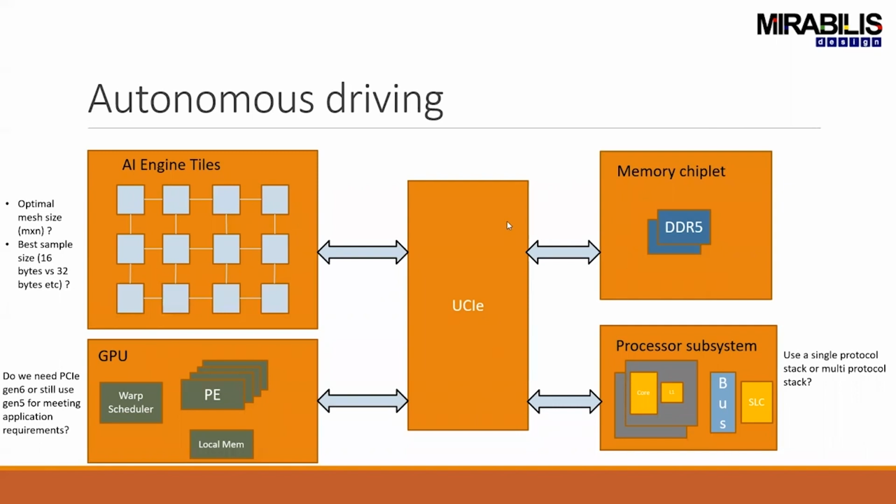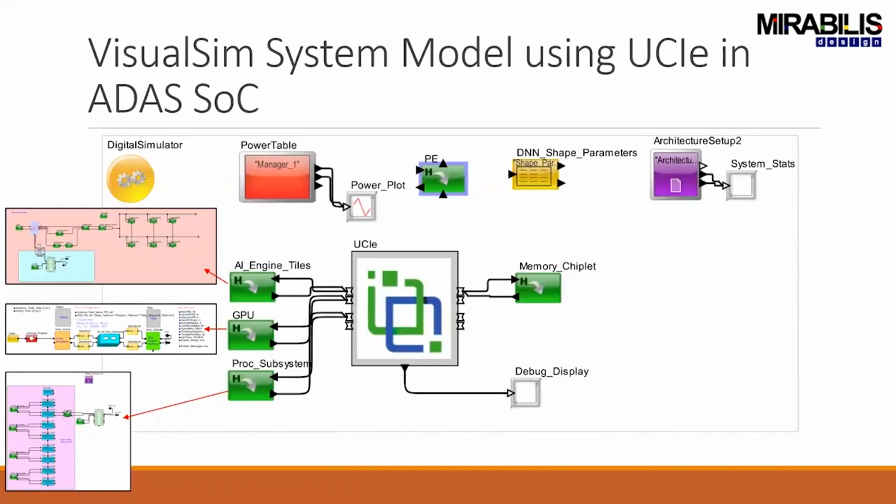So if you looked at it, there are design issues within the dies, and then there are design issues around the UCIe interface. So what we do is we build a model in VisualSim using these different components. For example, over here, you can see I've got the AI, GPU, and processor subsystems connected to a memory chiplet, with a UCIe backplane. These are hierarchical blocks, so you can see the inside details. That's a deep neural net. That's a GPU subsystem. And then you can see a 4-core process subsystem over here as well.